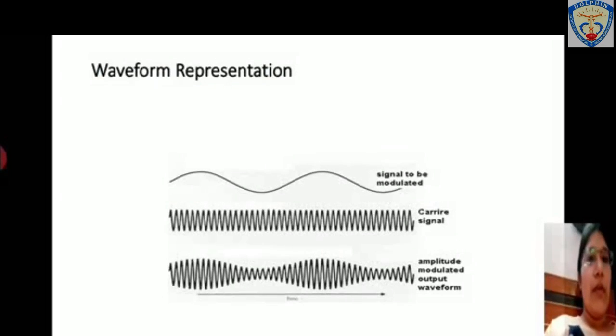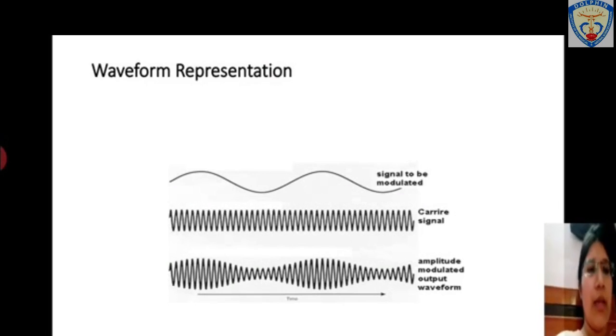If you look at the waveform, we have the signal to be modulated, that is simply the message signal that we want to transmit. The carrier signal is simply a high frequency signal on which we are transmitting our message signal. If we do the amplitude modulation, there is a change in the amplitude of the carrier, and that change is dependent on the amplitude of the message signal, or the signal to be modulated.